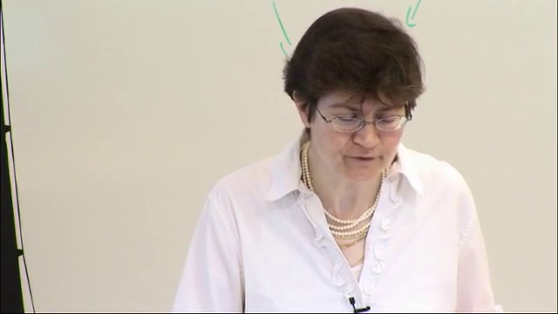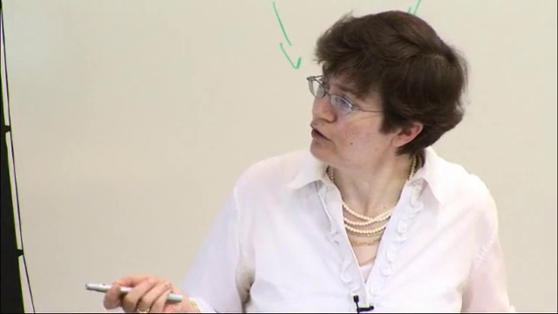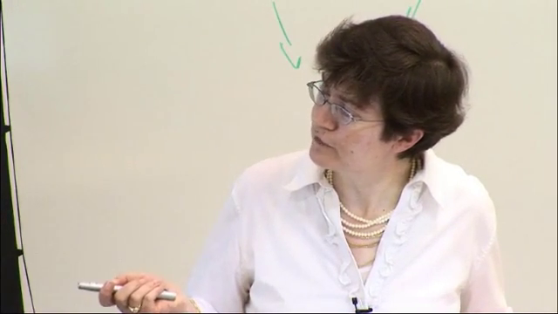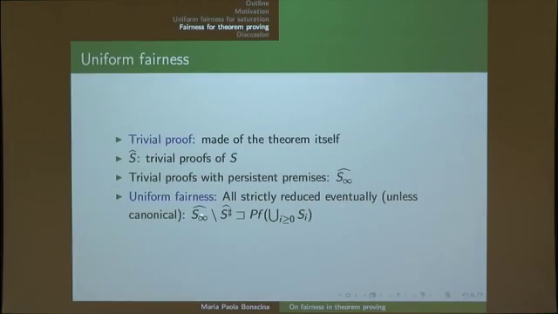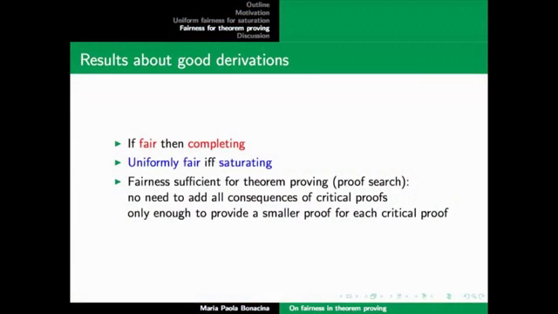And then uniform fairness will say that all these trivial proofs that are in the persistent set, except those that need to be in the canonical system, will be reduced eventually. So it's a stronger property than fairness. And we show it with these theorems.